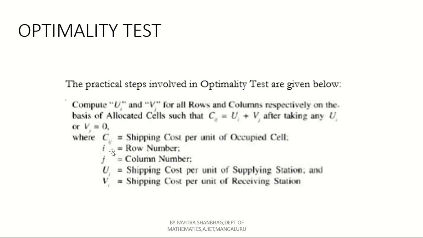Where Cij represents the shipping cost per unit of an occupied cell. i represents the row number, j represents the column number. Ui represents the shipping cost per unit of the supplying station, and Vj stands for the shipping cost per unit of the receiving station, that is supplying and receiving. i represents row, j represents column, and Cij represents cost per unit. Okay.